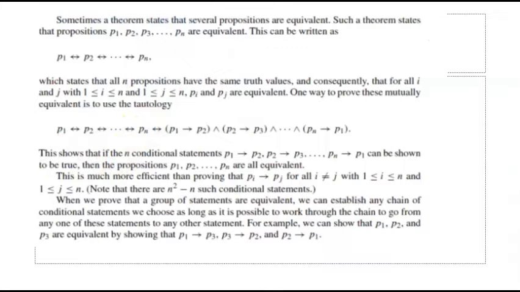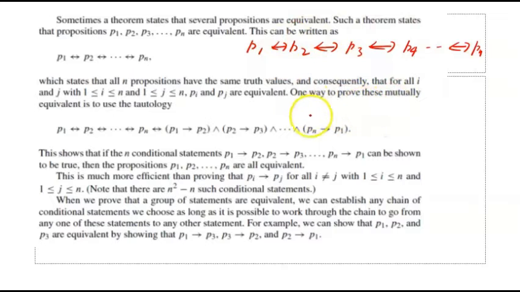Sometimes we may also have to prove the equivalence of multiple statements. Suppose we want to prove that P1 is equivalent to P2, P2 is equivalent to P3, P3 is equivalent to P4, and so on, up to Pn. To prove the equivalence of these statements, we don't have to individually prove that P1 is equivalent to P2, P1 is equivalent to P3, P1 is equivalent to P4, and so on. That will be a very difficult thing to do, right? So what is the right way to prove the equivalence of n statements?